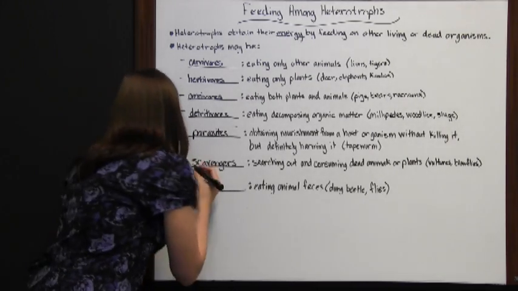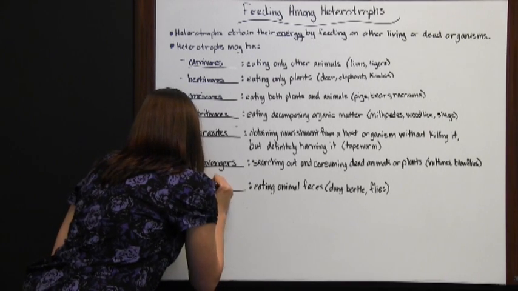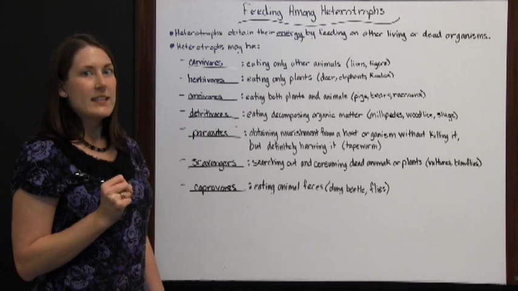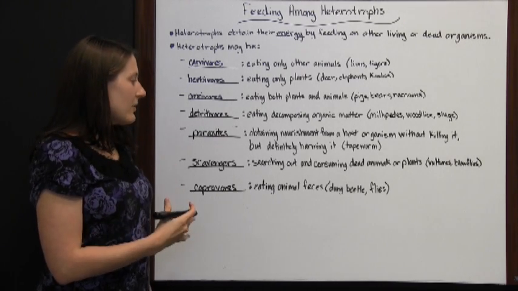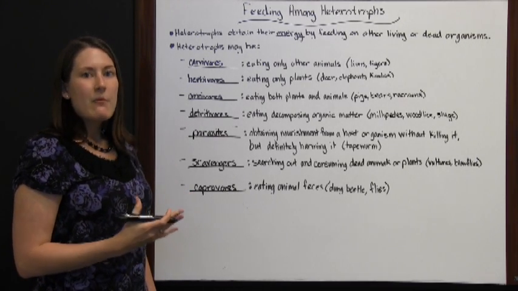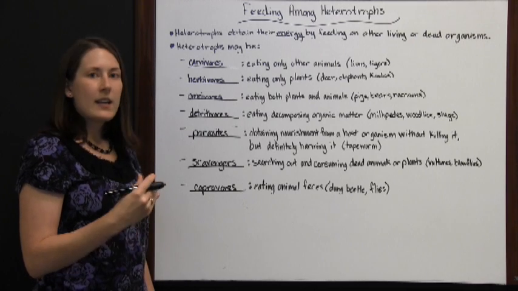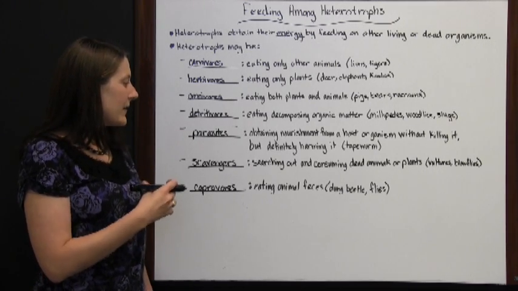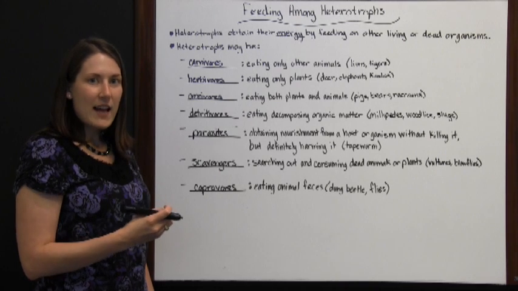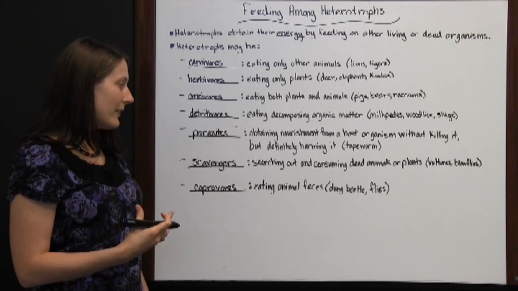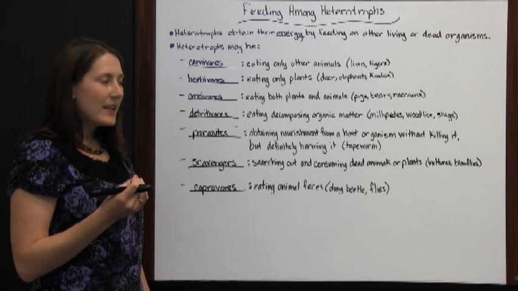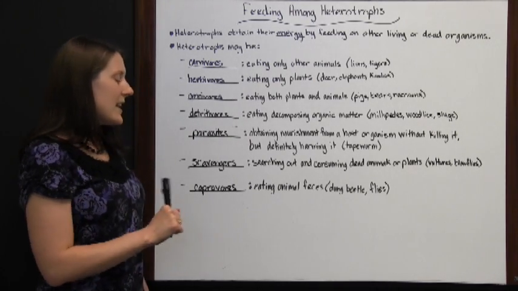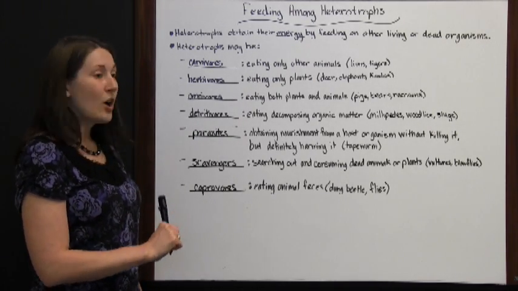And last we have coprivores. And coprivores eat animal feces. So dung beetles and flies would be examples of that, but there are other animals like young elephants or rabbits or hamsters that eat other animal feces to get that last remaining organic matter out of it, to try to get the last nutrients they can. And so animals that eat other animal feces are known as coprivores.